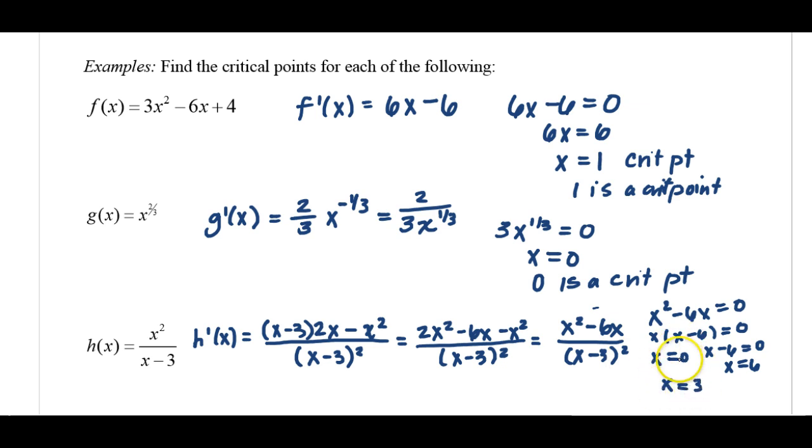So now it's a matter of going back and checking that 0, 3, and 6 are in the domain of the original function. The only number that's not in the domain of the original function, the only number that creates a problem with the original function, is positive 3, because at positive 3, there's a vertical asymptote. Positive 3 will make the denominator 0. So that means x equals 3 is not a critical point. So 0 and 6 are critical points of the original function h of x.